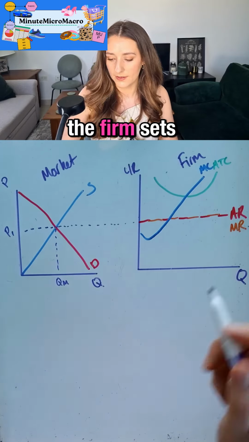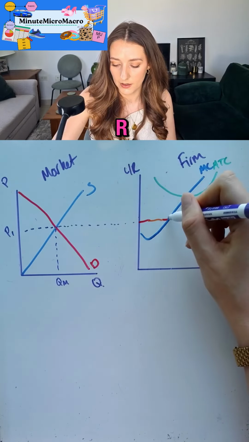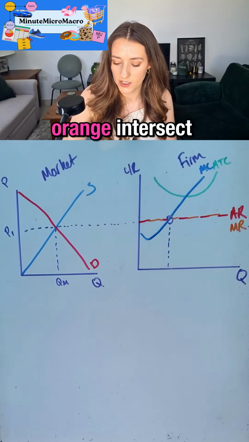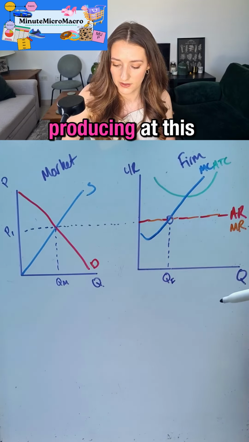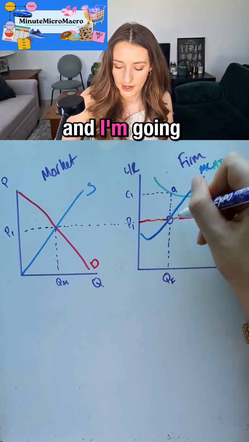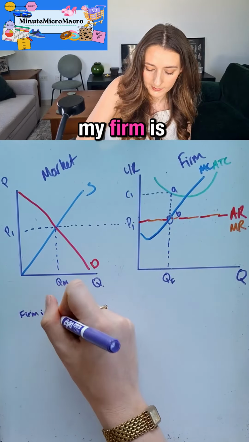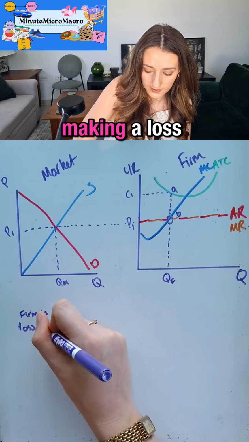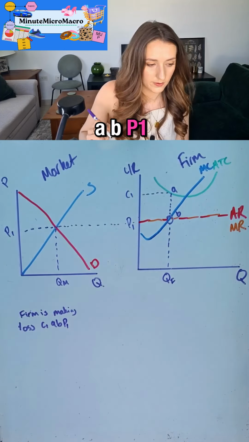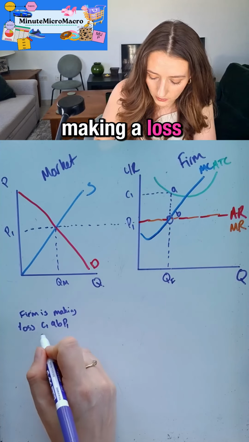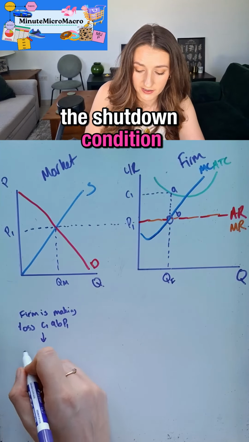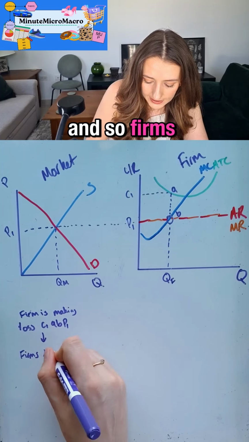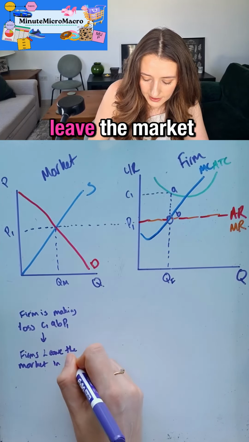The firm sets its output based on where MC equals MR. So that's when my blue and my orange intersect. I'm going to call that QF for the quantity the firm are producing. At this quantity, I'm going to write down that my firm is making a loss of C1ABP1. We know that if firms are making a loss in the short run, they'll only leave if they meet the shutdown condition. And so firms leave the market in the long run.